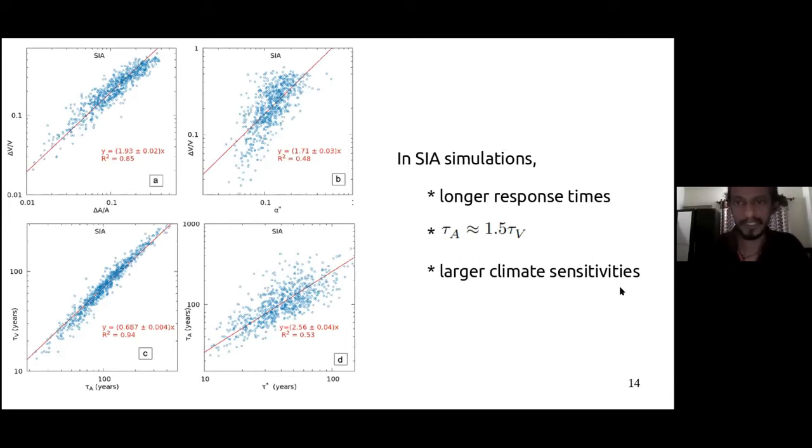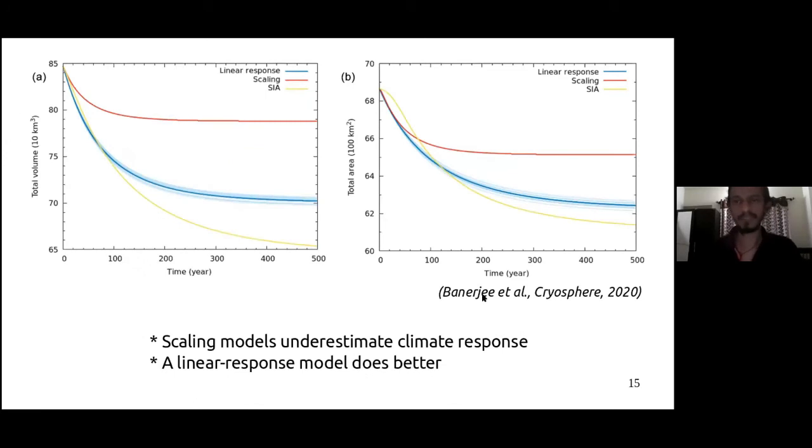Okay, if you do this, and then this is maybe something to remember. For all these Himalayan glaciers, synthetic Himalayan glaciers, this is the total change for a 50-meter rise in ELA over a few hundred years that the scaling model predicts, and this is what you get with SIA. As you can see, the scaling models are underestimating the total change and also the time over which this change happens, as I just explained, because of smaller response time and smaller climate sensitivity.